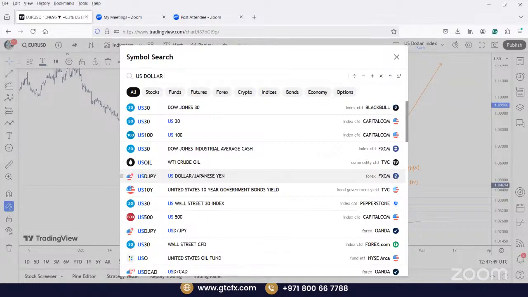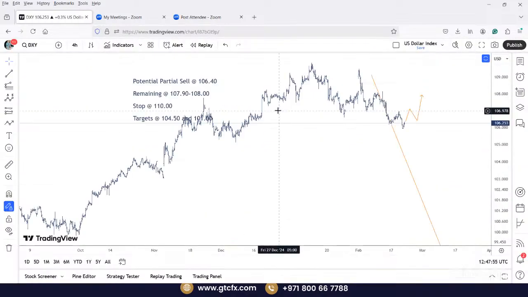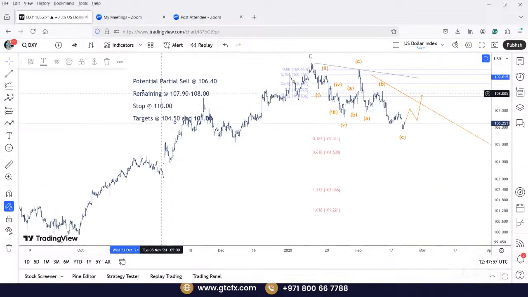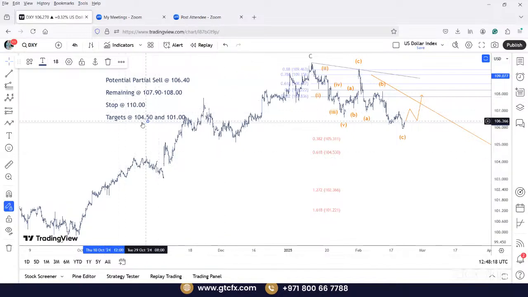US dollar index trade recommendation, on the south side, please. Potential partial shorts around 106.40, remaining around 107, 108. The provider should be capital.com. If you are trading with some other provider, kindly look into some price fluctuation. There's a change in prices. Recommended stop for any provider would be 110, and potential targets are 104.50 and 101.